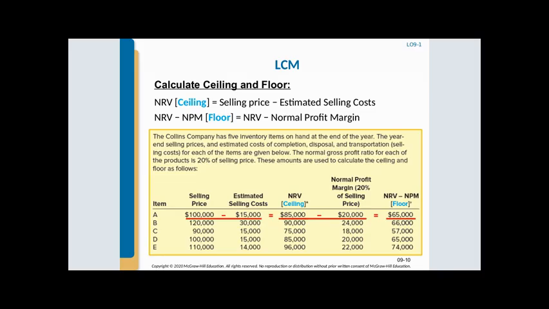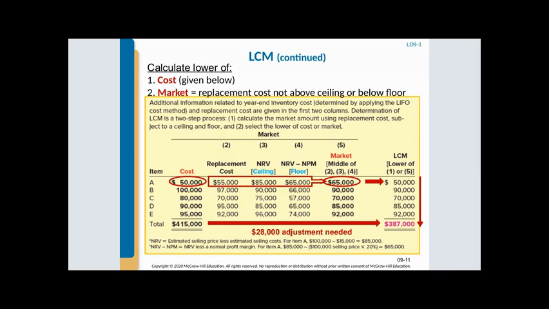Now I have an example, thank goodness, so that we can see how this is supposed to work. In this example, we are figuring out the net realizable value. We have our selling price, then estimated selling costs, and so this would be our ceiling. To figure out the floor, we take this amount less a normal profit margin. So we have our floor. Once we have the ceiling and the floor, we're going to compare our cost versus our replacement cost.